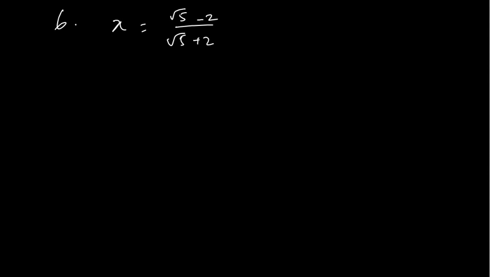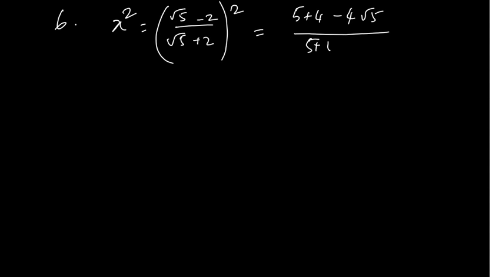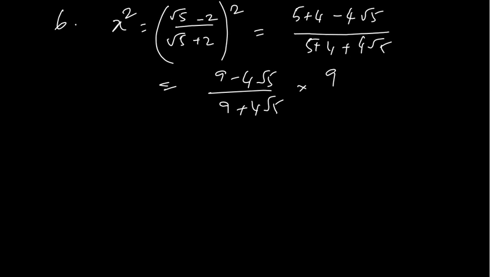Root 5 plus 2. So you want x square. X square will be whole square of this. Okay. So you want to directly square it. You can do that way also. You'll have 5 plus 4 minus 4 root 5 divided by 5 plus 4 plus 4 root 5. That's equal to 9 minus 4 root 5 divided by 9 plus 4 root 5. So you rationalize. So this is one way you can do this way.